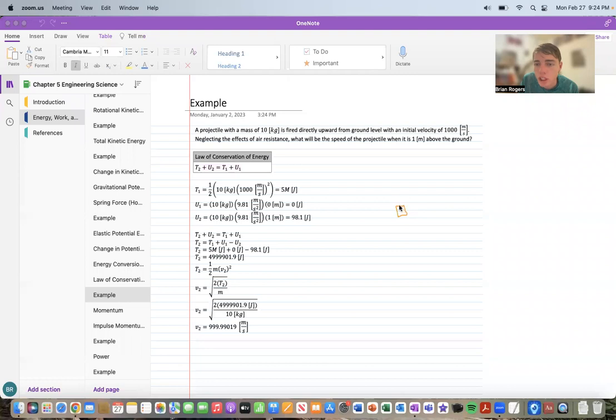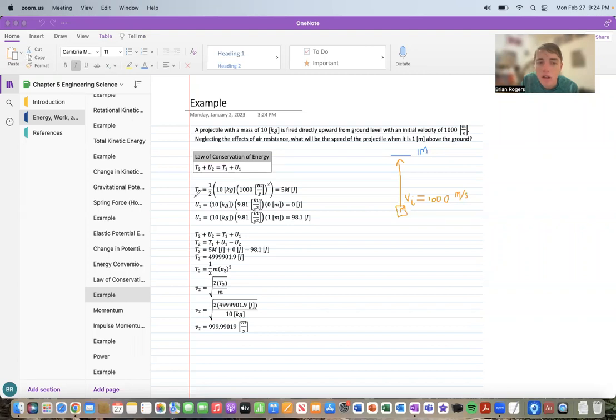So I'm just going to draw our projectile as this mass. It's going to shoot upward from ground level with an initial velocity. So our initial velocity here is going to be 1,000 meters per second. Neglecting the effects of air resistance, what will be the speed of the projectile when it is 1 meter above the ground? So when it's 1 meter here above the ground, what is its speed going to be?